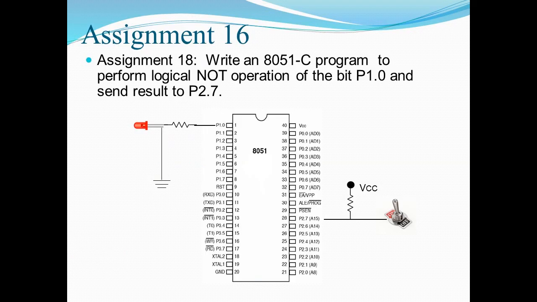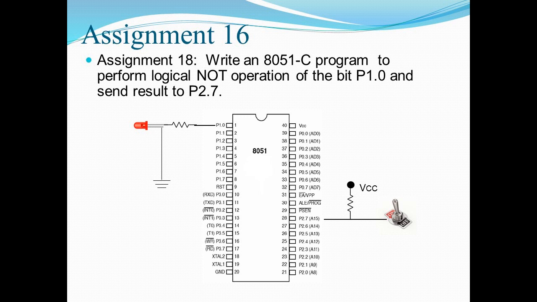Now let us look at assignment number 16. In assignment number 16, what we have to perform is we have to observe port number 2.7, and then we have to read this switch, and we have to complement the switch, and we have to send the data to port 1.0. Now why do we have to complement this bit?